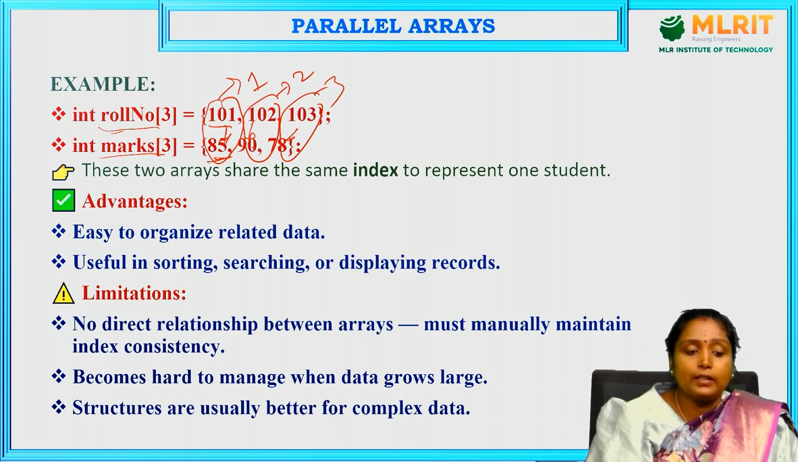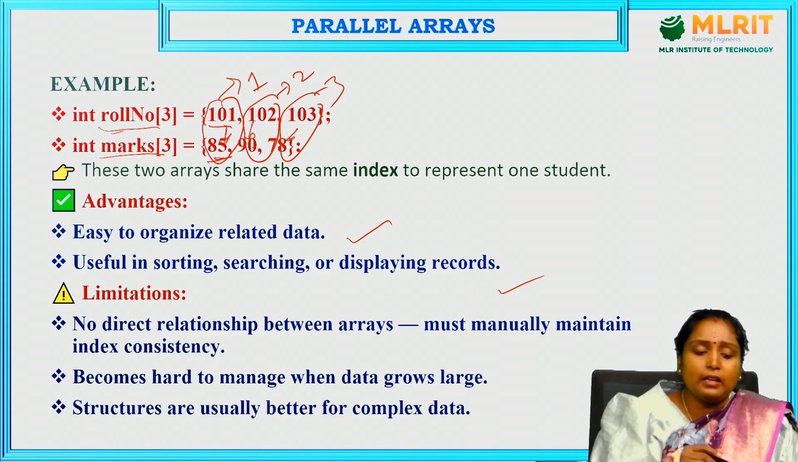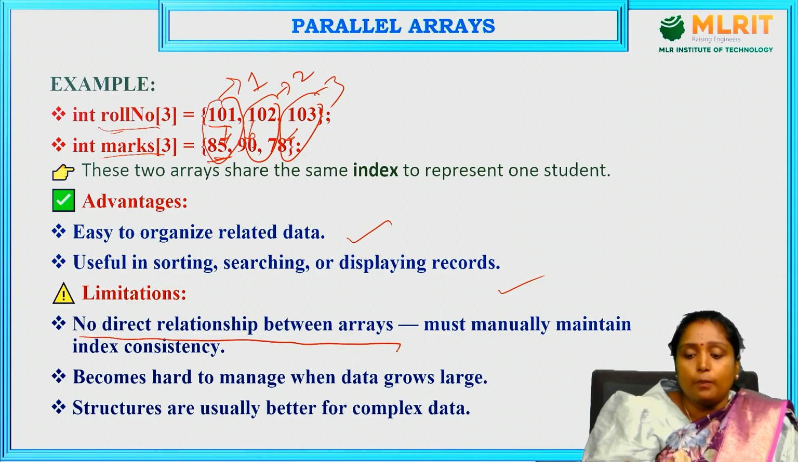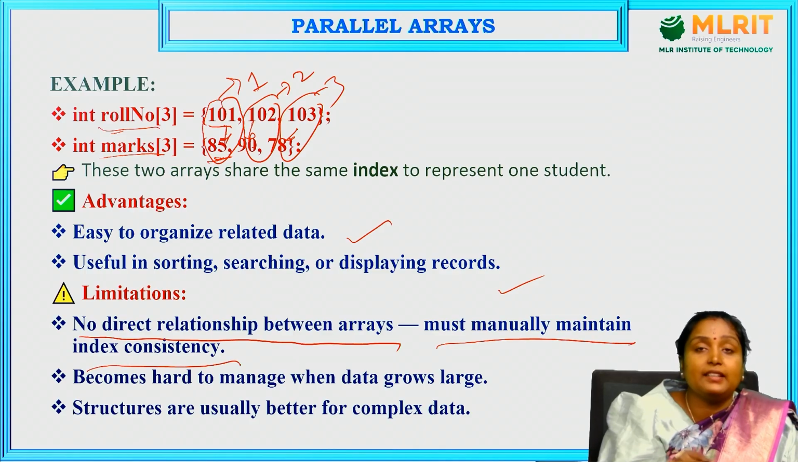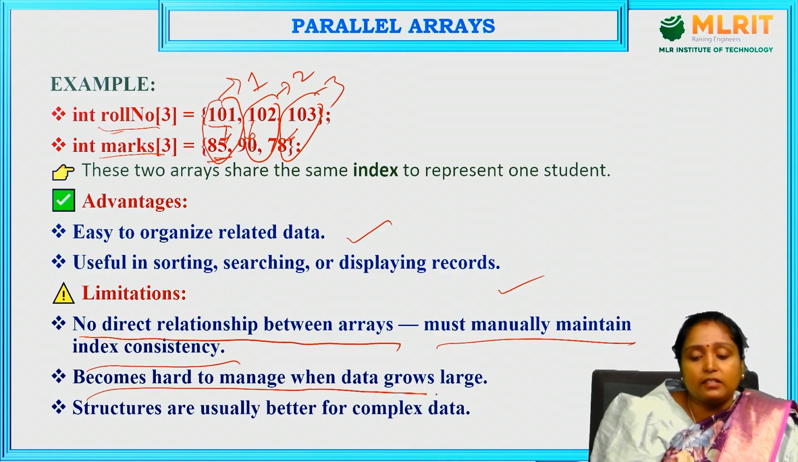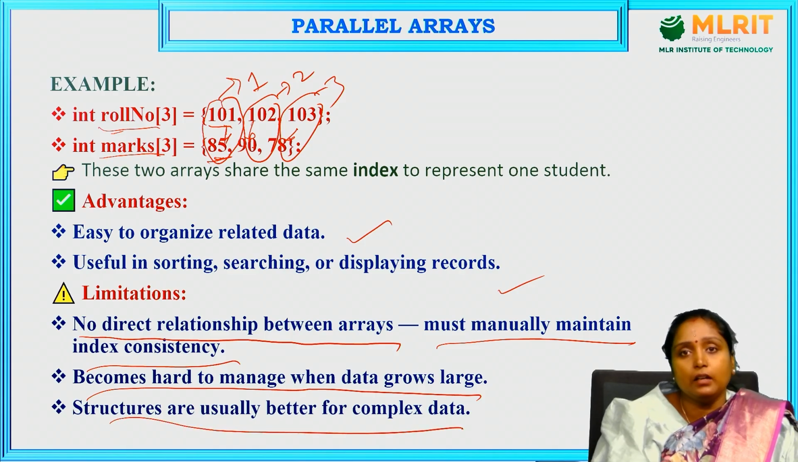The advantages are that it is easy to organize related data, and it is useful for searching, sorting and displaying records. The limitations are that we don't have any direct relationship between the 2 arrays, we must manually maintain index consistency, and it becomes hard to manage when data grows large. Structures are usually better for such complex data.